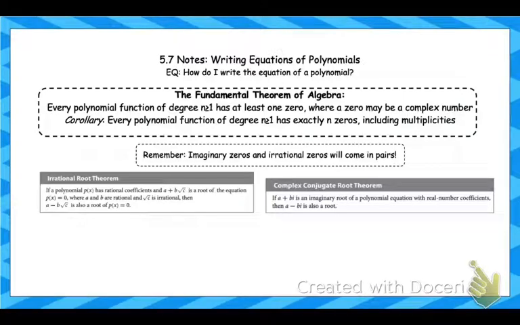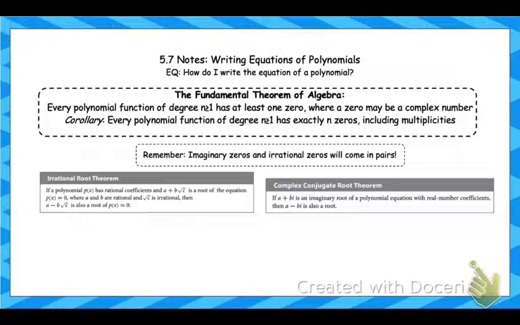Hi guys, so today we're going to look at our last thing for polynomials, and that is writing equations. So today is another day that's going to be pretty heavy on the algebra, but it's nothing too terrible that you haven't seen so far. So just to review, a couple things that we looked at in previous classes.